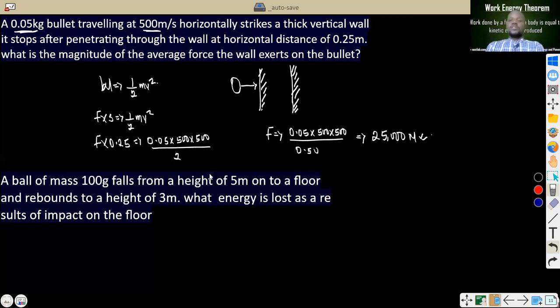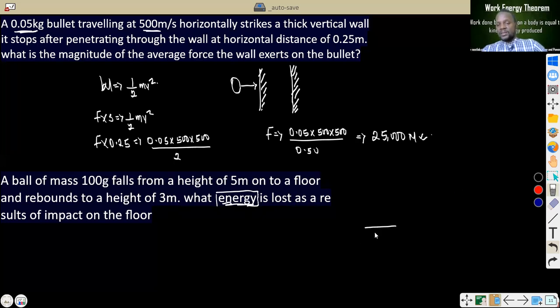The last question on this slide: a ball of mass 100 grams falls from a height of 5 meters onto the floor and rebounds to a height of 3 meters. You can draw the illustration. What energy is lost in this? You can see nobody asks you to calculate work. It's just like the second question I did. It's just the energy. Two things are involved: there is a ball and there is a ground.